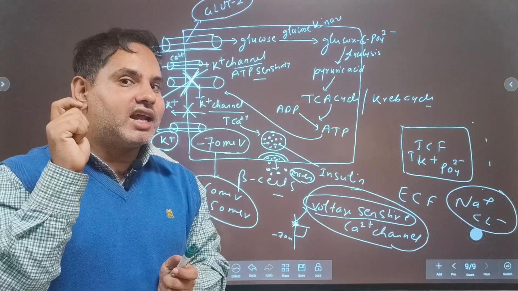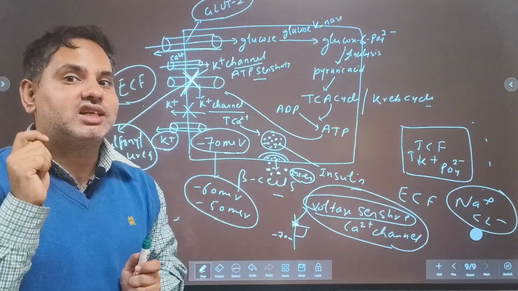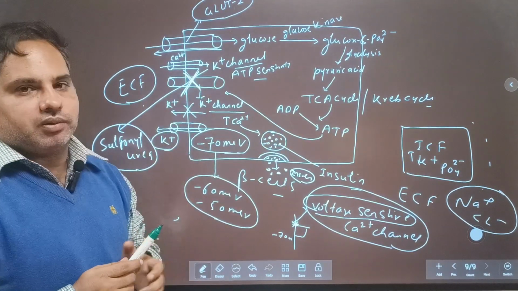There is an ATP sensitive potassium channel on the membrane. So these are the channels which are sensitive to ATP, right? These are the channels which are sensitive to ATP. So this ATP will block these potassium channels.